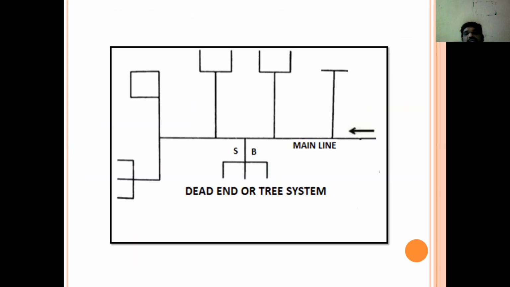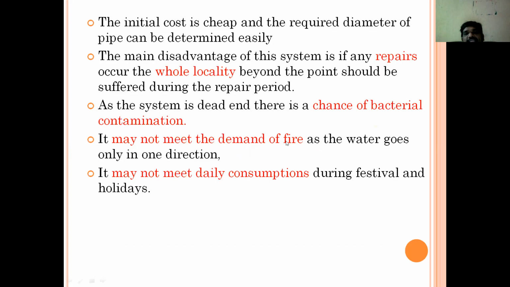See, this is the blueprint. This is the main line, and to this main line the sub branches or branch lines will be taken. All the service lines and branch lines will be connected to the main supply line. When we have a look, all these are having dead ends. Here the supply will be stopped, and here, and here. That is the reason we named it the dead end system.